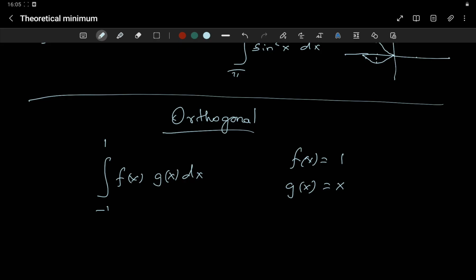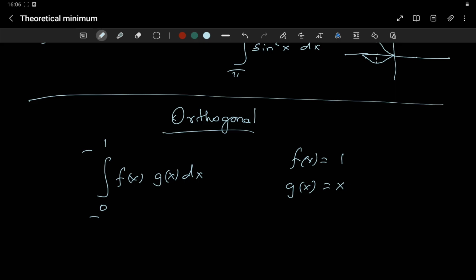Okay, so now say between 0 to 1. So it's 1 by 2, which is not 0. So when we ask whether they are orthogonal to each other or not, it depends on the interval. If I take two functions, it's not that it will always be 0. It depends on in which interval I'm doing that inner product.